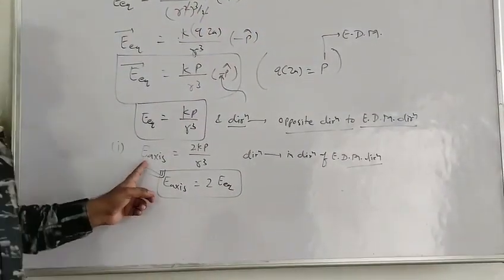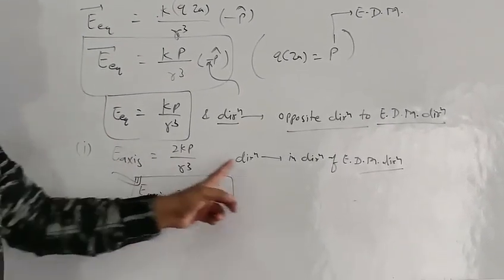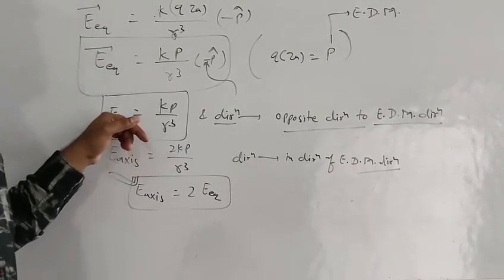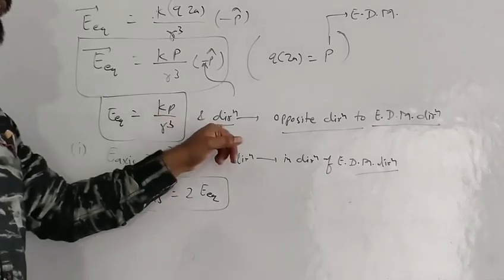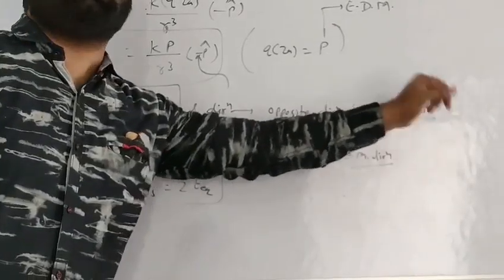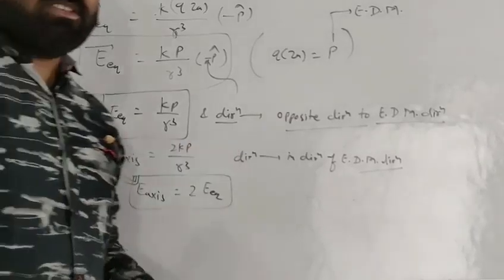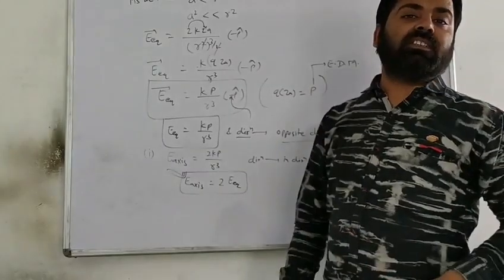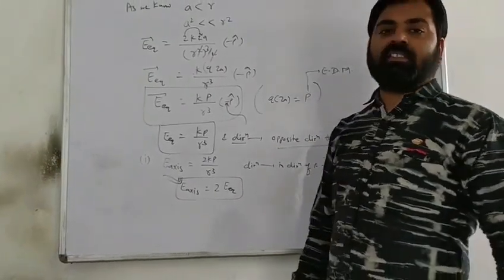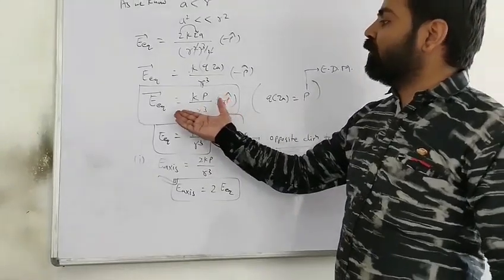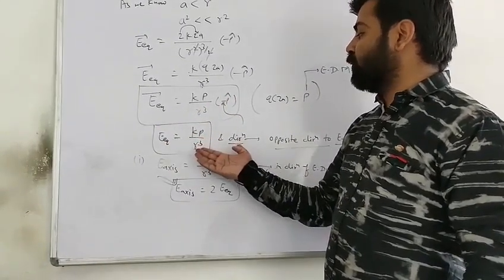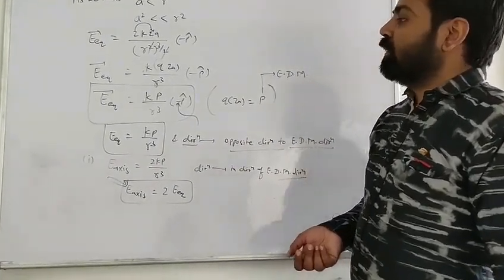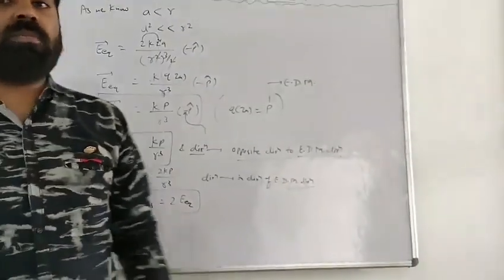The direction of electric field intensity at any point on the axis is in the direction of the electric dipole moment, but at any point on the equatorial plane, the electric field intensity direction is opposite to the electric dipole moment direction. So we derive the formula of electric field intensity at any point on the equatorial plane: E equatorial is equal to kp upon r cube, in the direction opposite to the electric dipole moment direction. So today's class, this formula is derived.